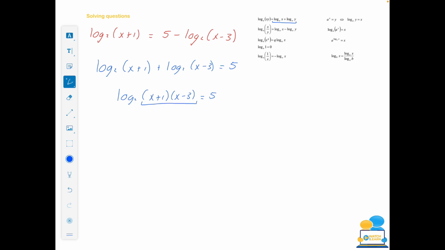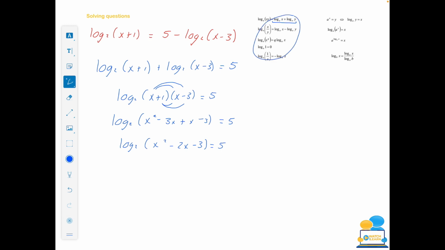is equal to 5. Now what I'm going to do, I'm going to multiply out both of these brackets now. So I'm going to say that that is the same as log to base 2 of x by x and x by minus 3. That'll be x squared minus 3x plus x minus 3 is equal to 5. Then we've log to base 2 of x squared minus 2x minus 3 is equal to 5.